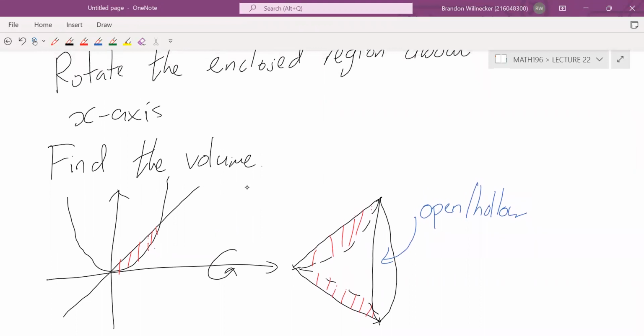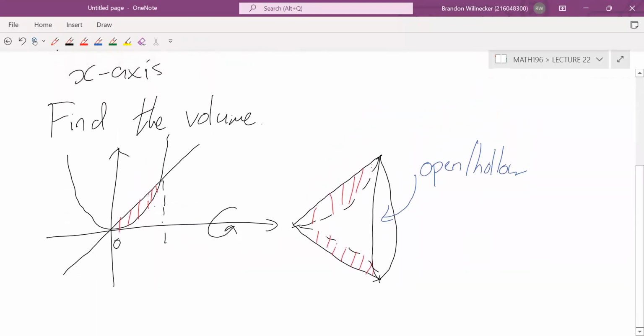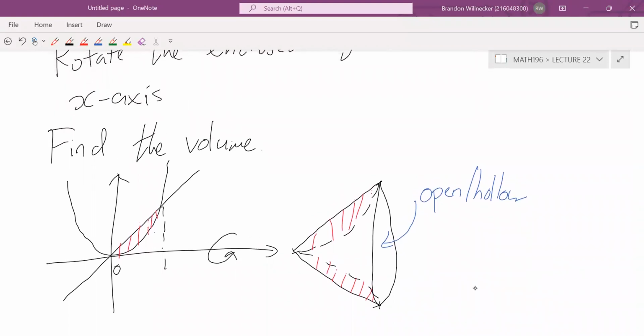So since we're rotating around the x-axis, we're going to be integrating along the x-axis. So we want our x bounds. So the starting intersection here is at 0. And then this intersection will be at 1, because that's where the parabola and the straight line intersect each other. Okay, so we've got the bounds. Now we need to find the two radii, since we're dealing with the washer method in this case. So we have our inner radius here, and we have our outer radius there.